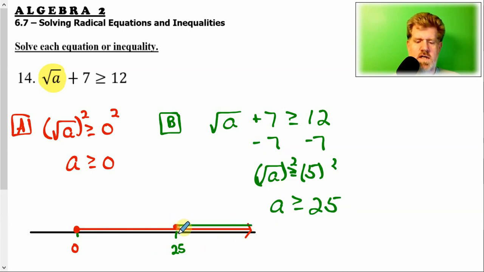It's going to be a green dot because it equals 25, and it goes off in this direction. So can you tell me where those two answers overlap? Where are they both true? Well, the only spots with both the red and the green are all these numbers greater than 25. So the final answer is a is greater than or equal to 25.